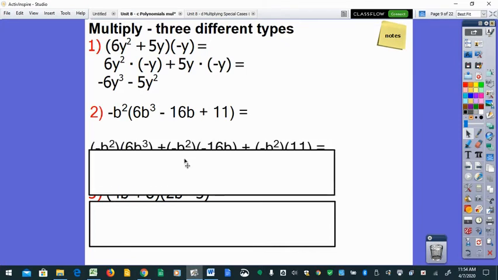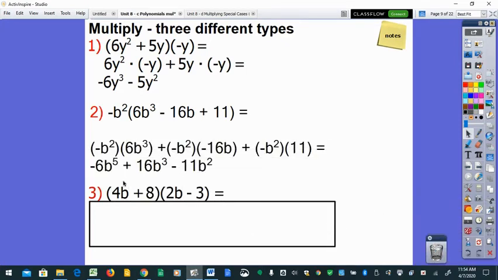Okay, the next one. Final answer, negative 6b to the fifth plus 16b to the third minus 11b squared. If you've got it, you wrote that down, you're good. Make sure it's in that order so it's in standard form. But if something's amiss, I'm kind of showing you where each term came from.